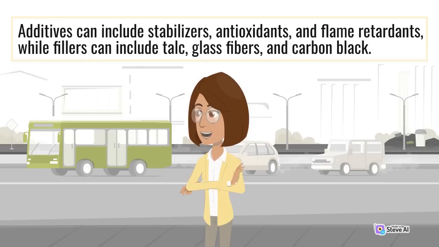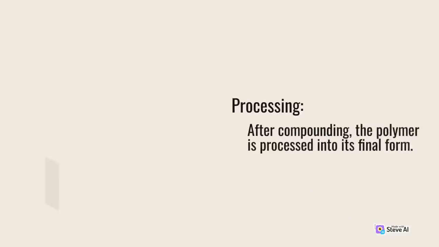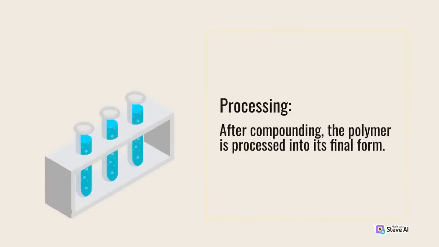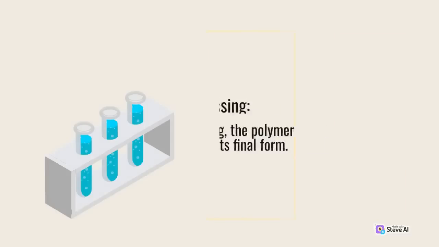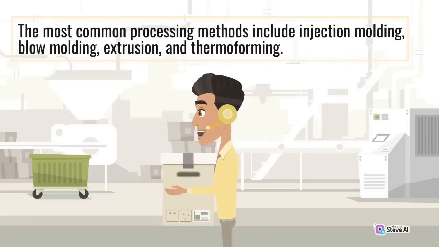Processing. After compounding, the polymer is processed into its final form. The most common processing methods include injection molding, blow molding, extrusion, and thermoforming.